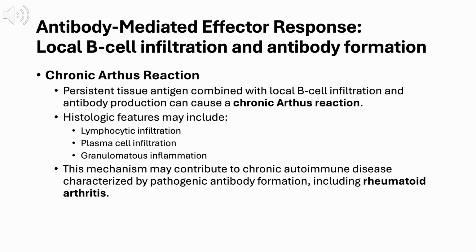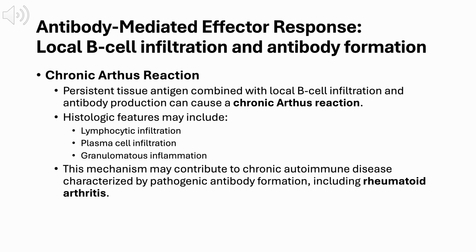This matters beyond the eye. This same mechanism may contribute to chronic autoimmune diseases characterized by pathogenic antibody formation, with rheumatoid arthritis as the prime example. So notice how the threads connect. The local plasma cells we discussed for diagnosis in Fuchs' uveitis can, in another context, become drivers of chronic antibody-mediated tissue damage. That completes our tour of the antibody-mediated arm.